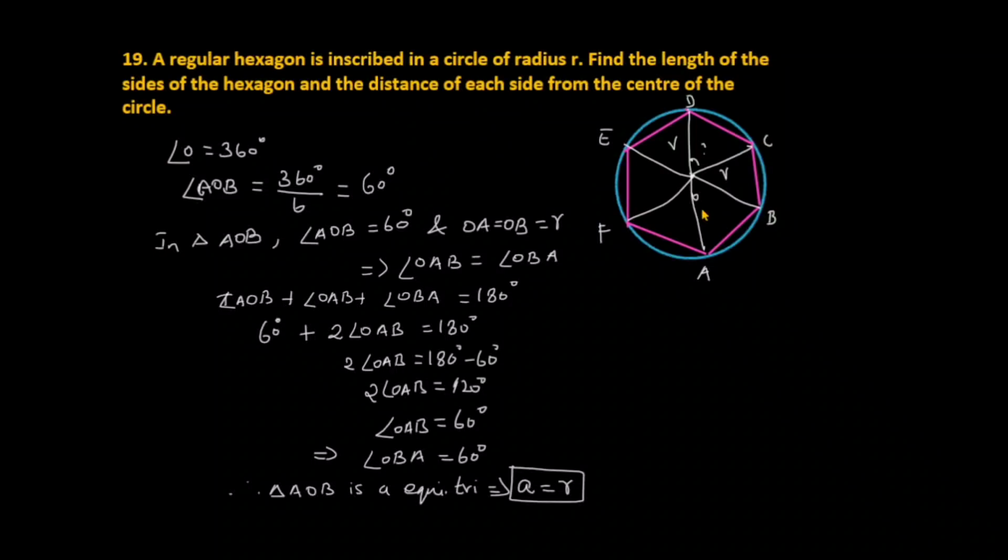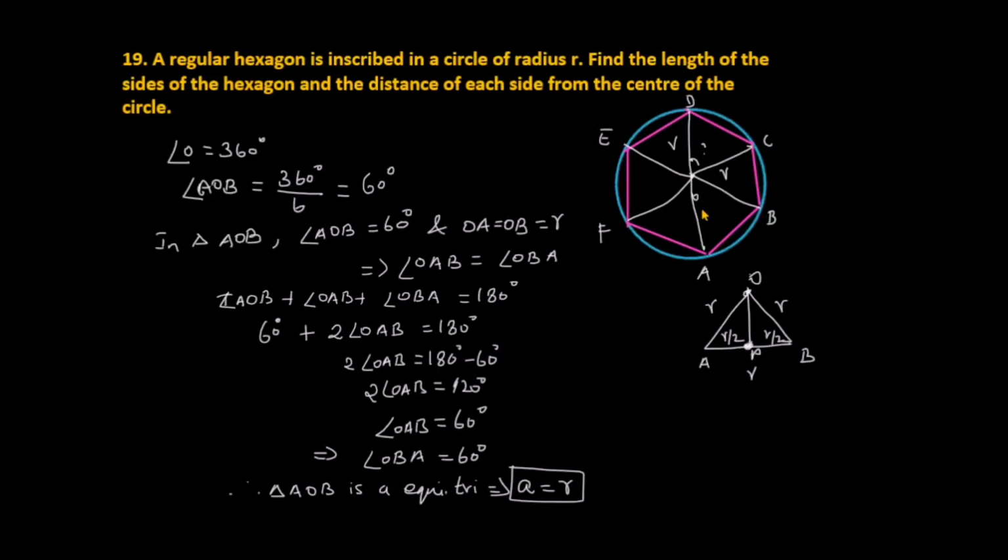So now consider the equilateral triangle to find the distance from the center. OAB is an equilateral triangle. Then this is r, AB is also r. If we drop the perpendicular, it will divide AB into two equal parts. Say the point P divides AB into two equal parts. So this is r by 2, and this is also r by 2.